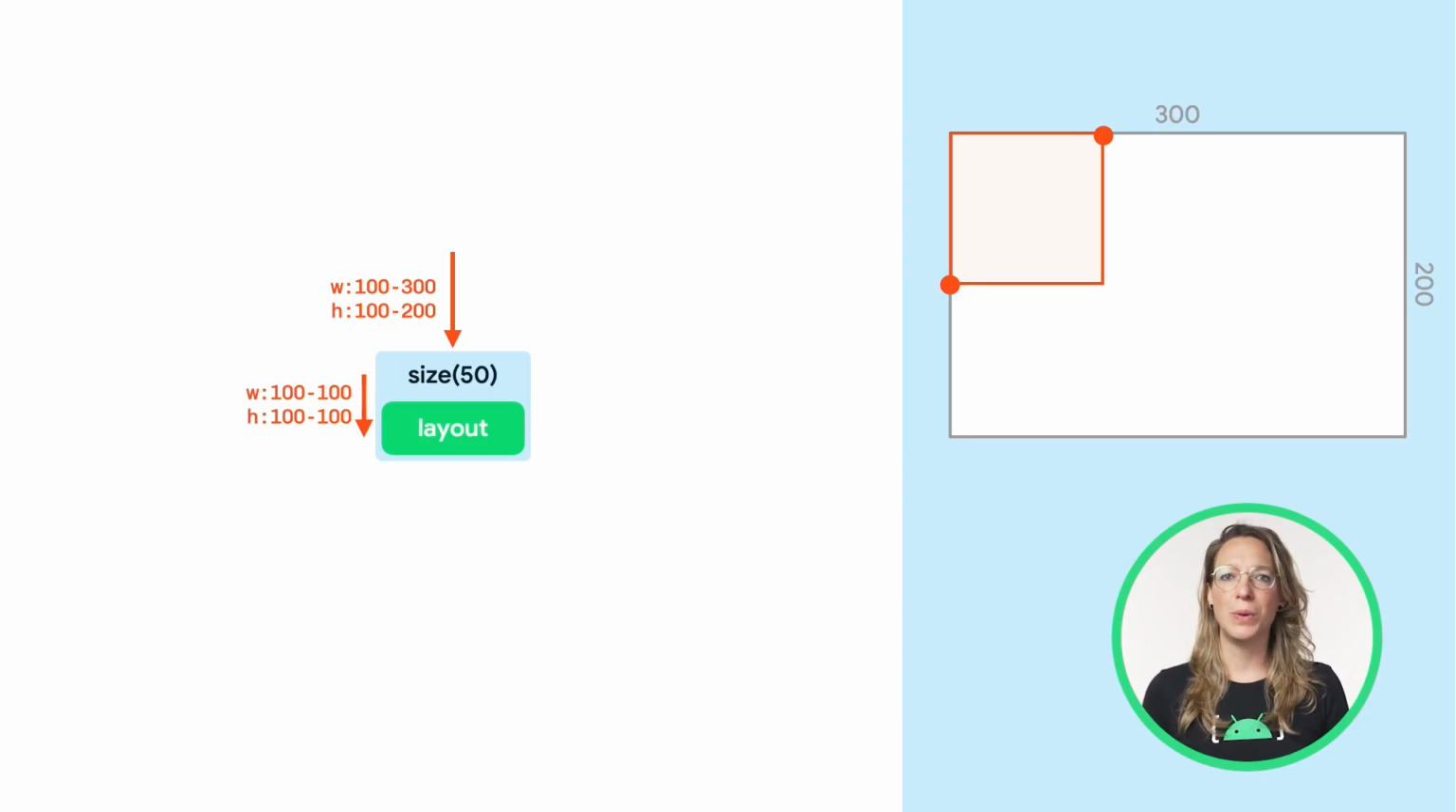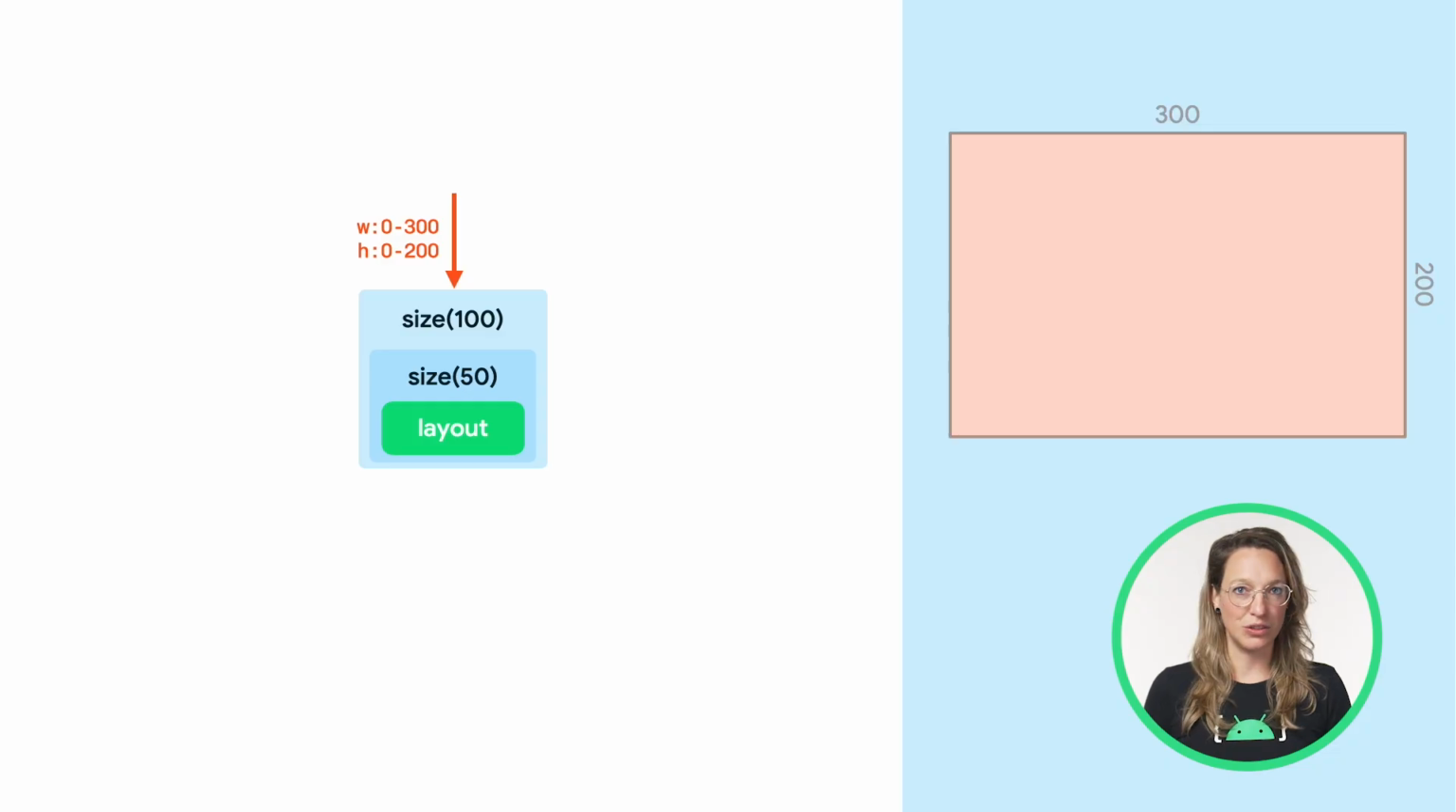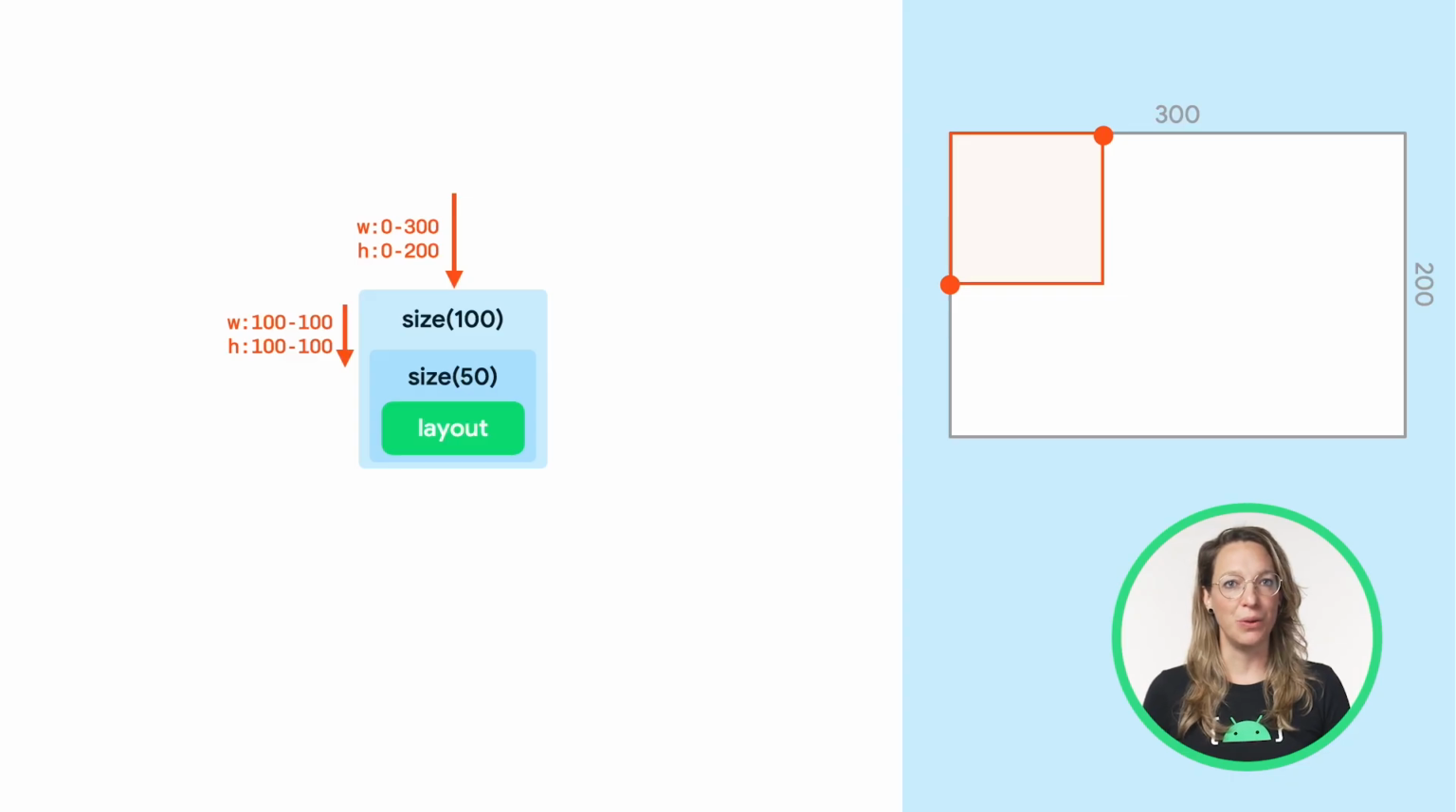This also explains why chaining multiple size modifiers doesn't do anything. This first size modifier will set both the minimum and maximum bounds to a fixed value. And even though the second size modifier requests a size of 50 dp, it has to adhere to the minimum bound values that were passed to it, so it will still resolve to a size of 100 dp.